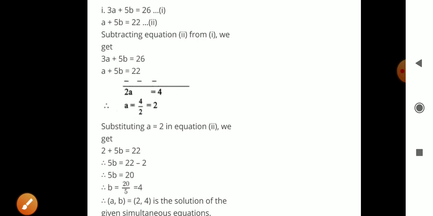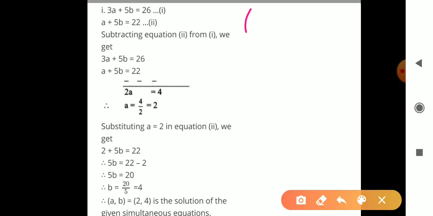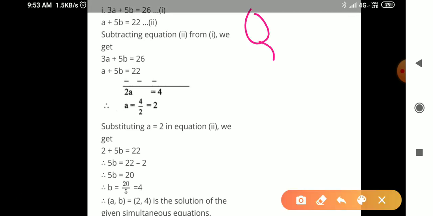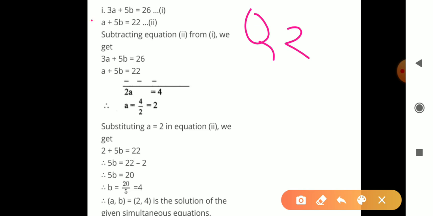Then question number 2. Now this is question number 2, the main question 2, and this is sub-question number 1 from question number 2. So again two equations are given and the same question is there: solve the following equations. The first equation is now 3a plus 5b equal to 26, and the second equation is a plus 5b equal to 22.